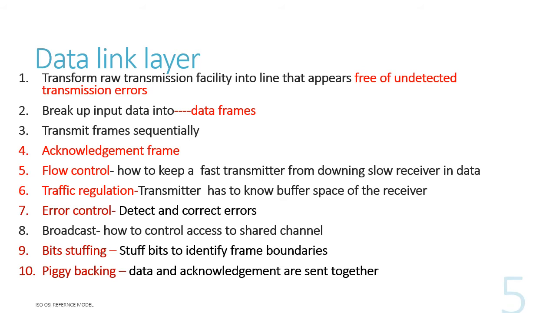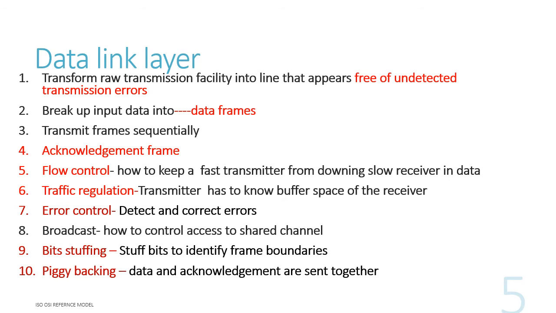The data link layer is also concerned with acknowledgement frames. Another functionality is flow control. Flow control means a transmitter should always keep track of the receiver's speed. A transmitter should transmit data at a speed that the receiver can receive. The next functionality is traffic regulation, where the transmitter has to know the buffer space of the receiver.